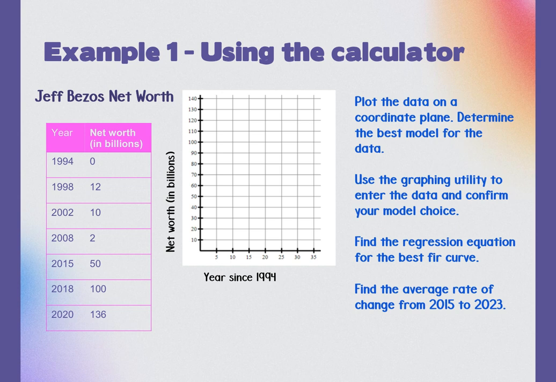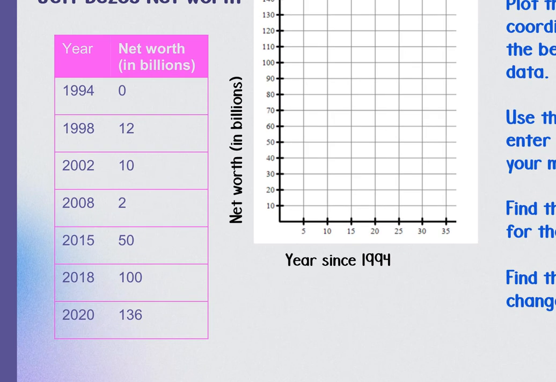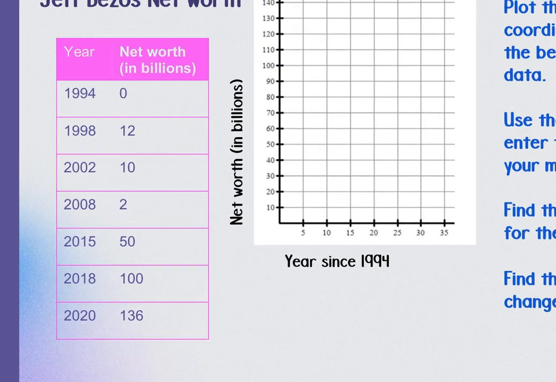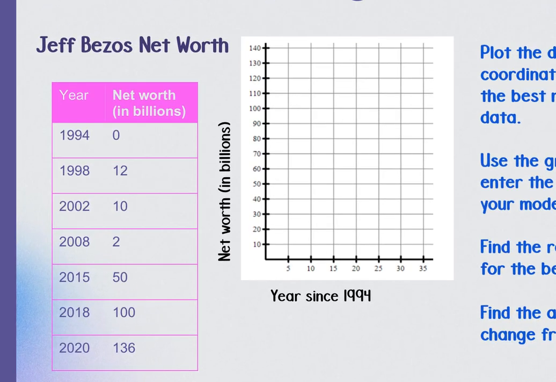In this example, it says plot the data on a coordinate plane, determine the best model for the data, and then we're going to get into the graphing utility. Here's my chart: year 1994, 98, 2000, all the way down, and then the net worth in billions. This will make you very upset that somebody can make this much money. That's what this data does to me. It's ridiculous. On the left-hand side it says net worth in billions, billions with a B. And on the x-axis, it says years since 1994.